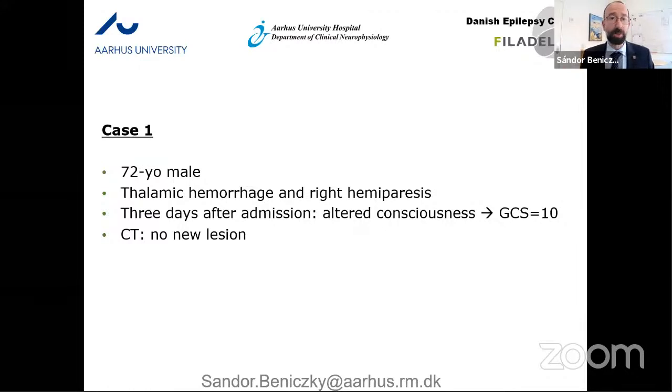Okay, now let's look at some cases to apply all these criteria in clinical practice. Case one is a 72-year-old male who had a thalamic hemorrhage and right hemiparesis. Three days after the admission, the patient developed altered consciousness, with a Glasgow Coma Scale of 10. They did a CT, which did not show any new lesion or hemorrhage, and nothing else could explain the change in the status of the patient.